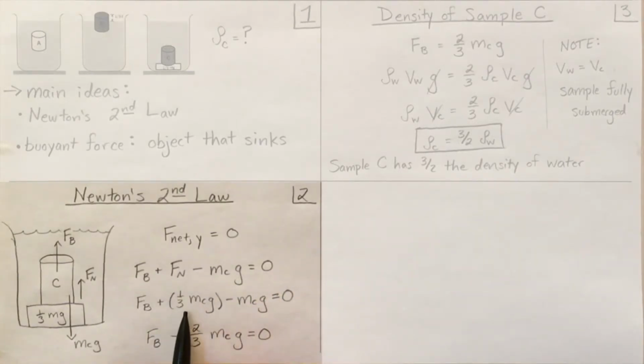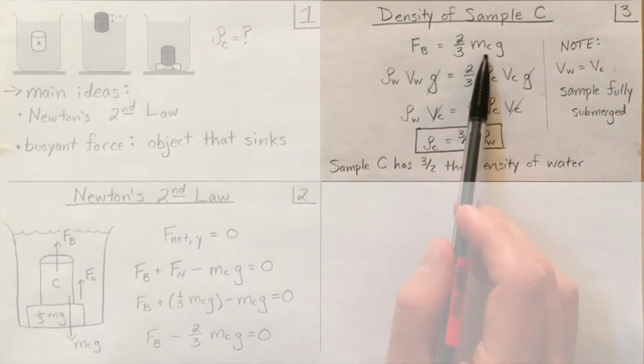We can then rewrite the normal force in terms of the scale reading, which is 1/3 times the mass of sample C times the acceleration due to gravity. We can then combine these two terms, and we see that the buoyant force minus 2/3 times the gravity force acting on sample C is equal to 0.